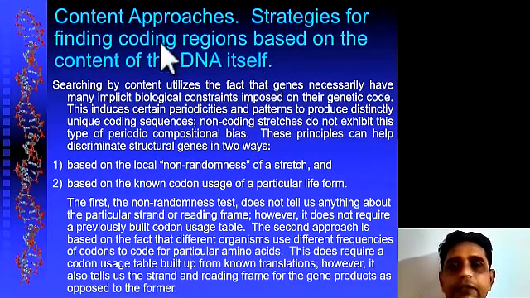The next one is known as the content approach. The strategy for finding the coding region is based upon the content of the genome itself. Searching by content utilizes the fact that genes necessarily have many implicit biological constraints imposed on their genetic code. This includes certain periodicities and patterns that produce a distinctly unique coding sequence, and non-coding stretches do not exhibit this type of periodic compositional bias. This principle can help to discriminate the structural genes in two ways.